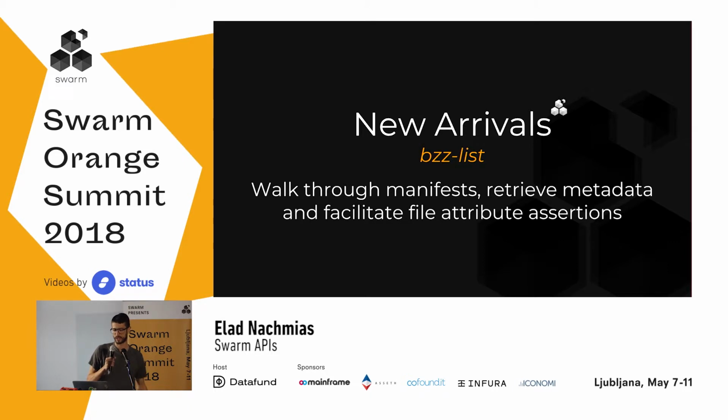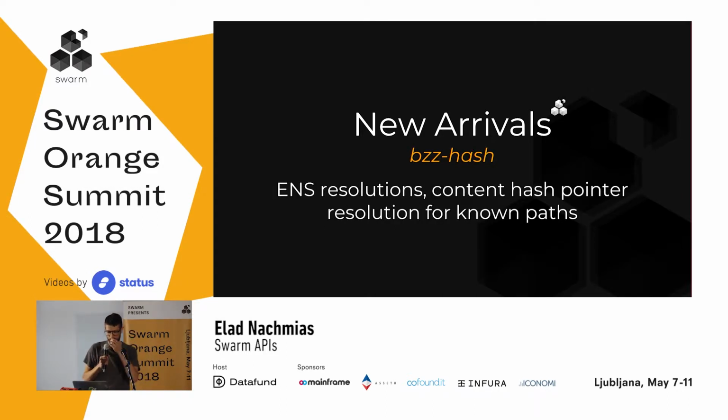Then we have Bzz list, a scheme which allows you to list content inside manifests and traverse manifest trees. You could also retrieve metadata about files through it. And Bzz hash is meant to do ENS resolutions and retrieve hashes which are pointed to by the ENS records.